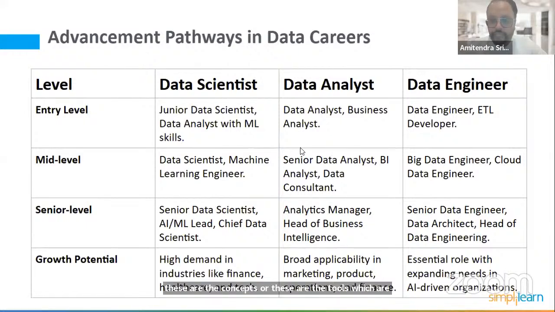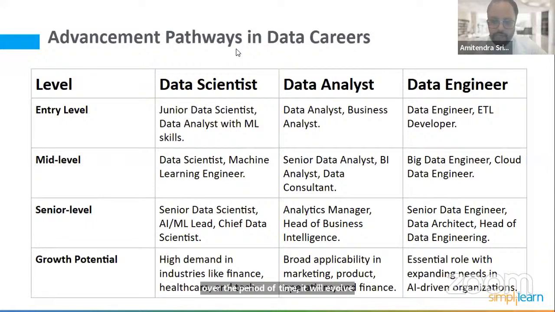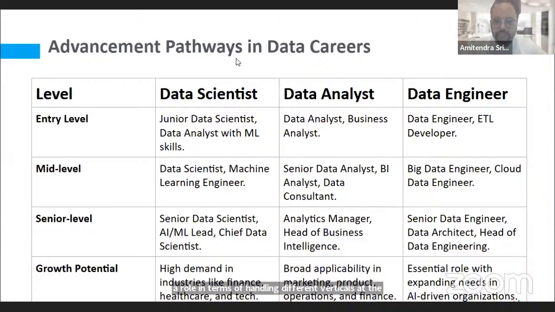Then you have data engineer. It starts at data engineer, ETL developer, and then it moves to big data engineer, cloud data engineer. If you look at data engineer, as I mentioned earlier, the job role is mainly working with the data pipelines that we create, so data infrastructure. You start as a data engineer and grow into big data engineer. Over a period of time, your job will evolve into a bigger spread where you will be handling multiple projects, and then you get into the senior level where you start handling a team. You can start working with multiple teams as well, or you might have a bigger role handling different verticals at the same time. That's how it will grow. And the growth potential, if you look at it, is an essential role with expanding needs in AI-driven organizations.